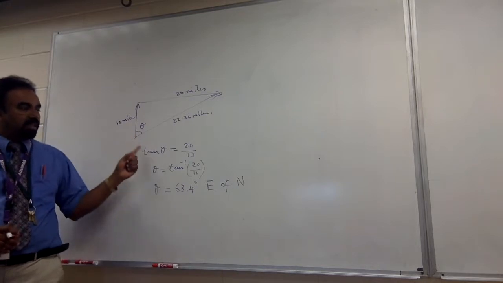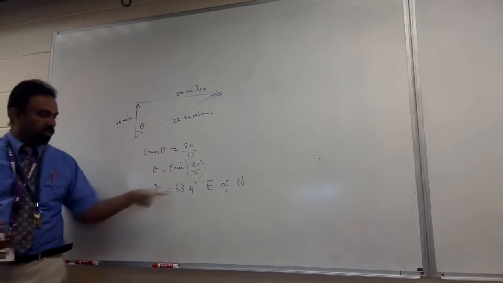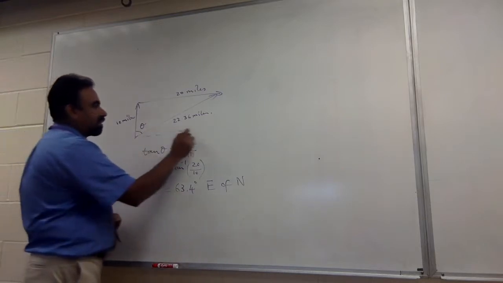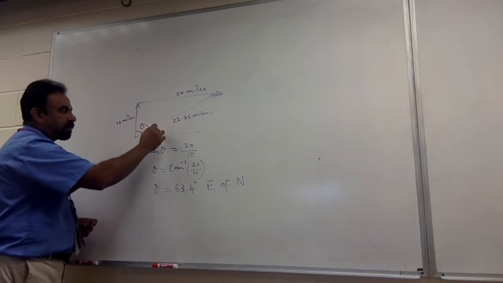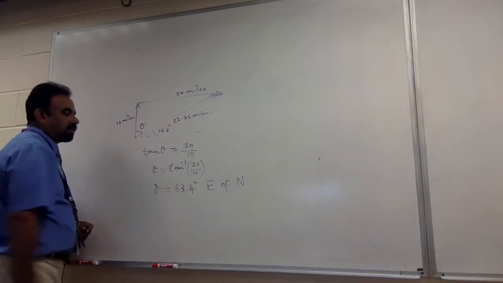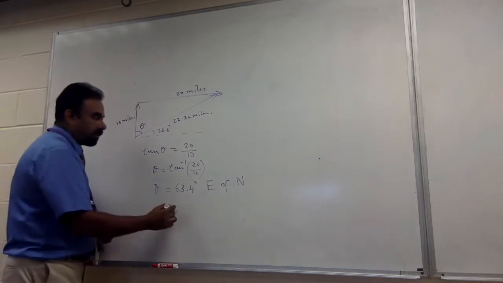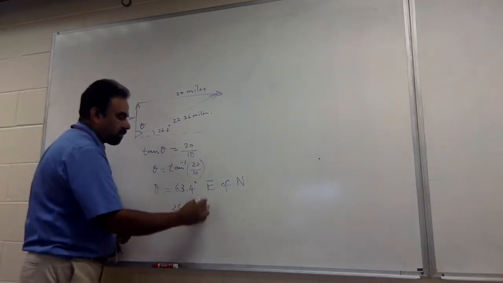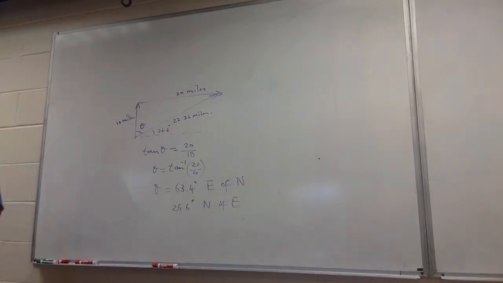You can also express the angle here and call it north of east. So what will be the rest of the angle? So if this is the angle that you're referring to, how much is that? 26.6 degrees. That will be north of east. So 26.6 degrees north of east. All right, any questions about how to find the resultant and the angle? Good? No problems at all?